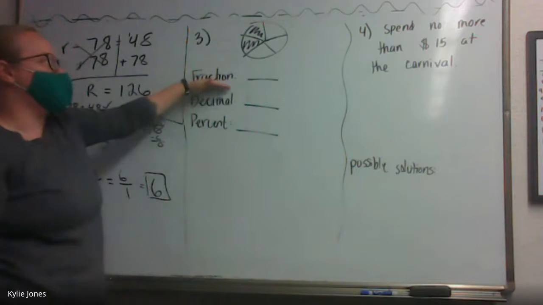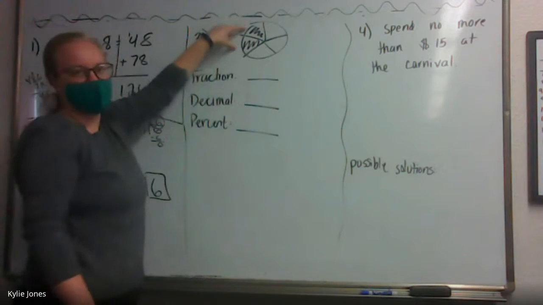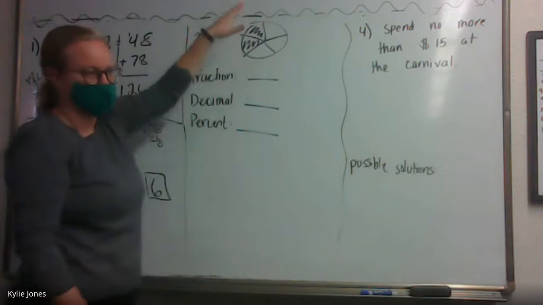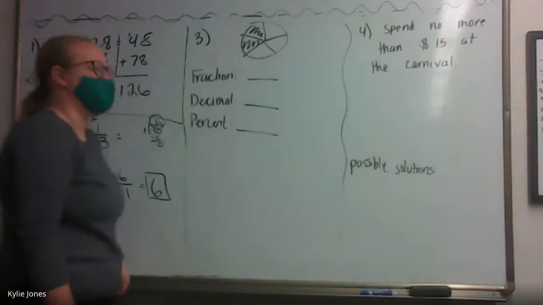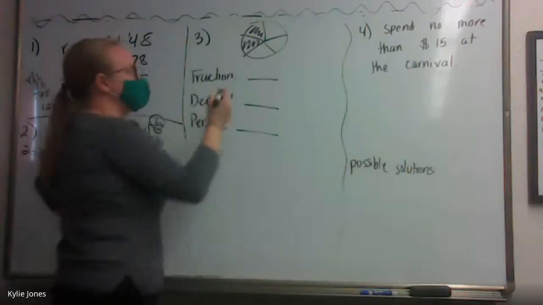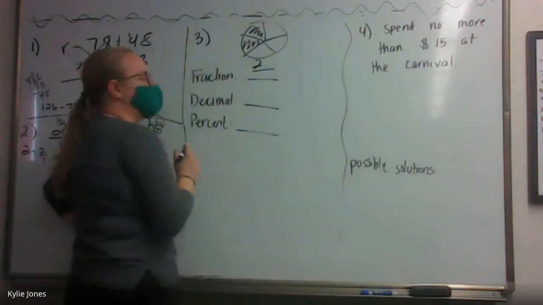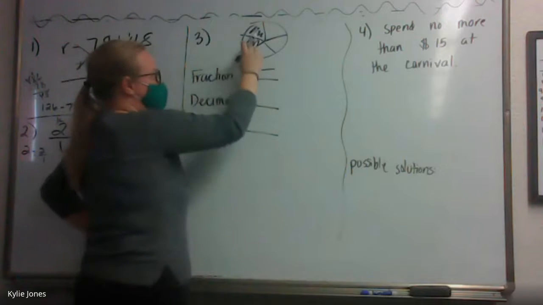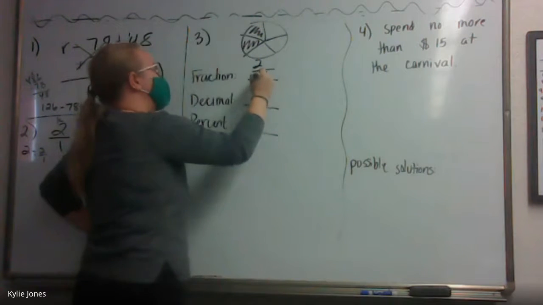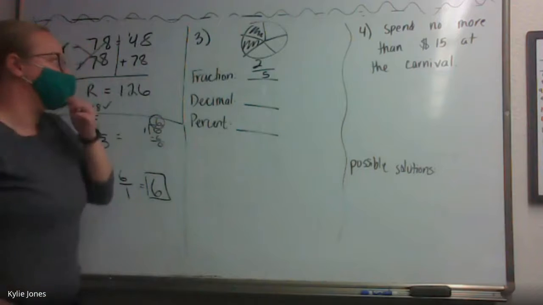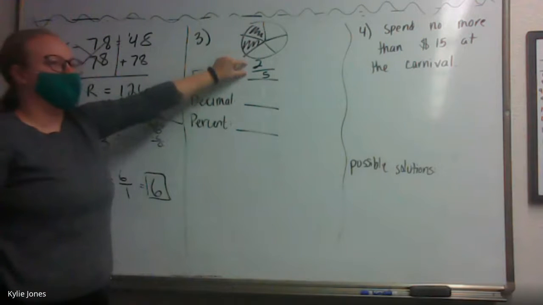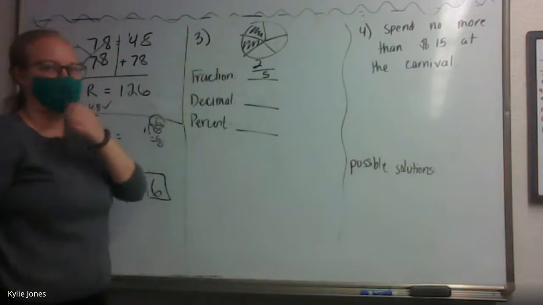First, let's start with our fraction. We need to do the fraction of colored ones to the total number of triangles. So how many are shaded in? 2. Out of how many total? 3, oh, how many total? 5. 1, 2, 3, 4, 5. So our fraction is 2/5. How do I take a fraction, change it to a decimal?